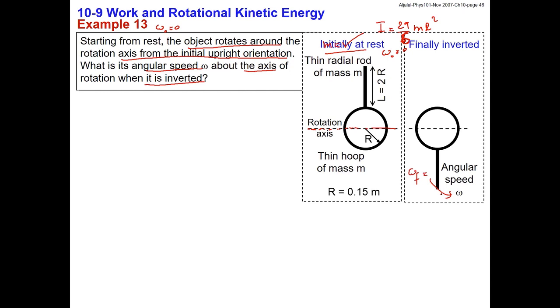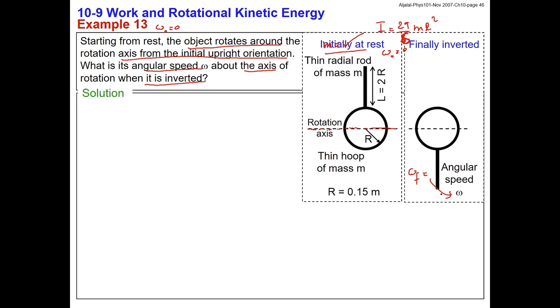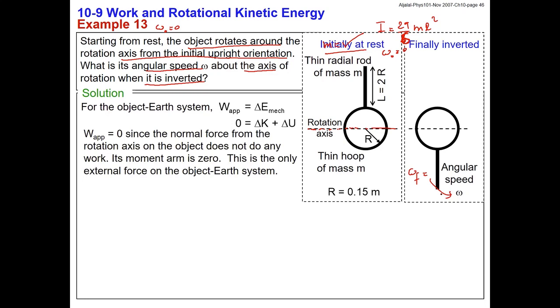So what do you think? We will use conservation of mechanical energy, actually. Let me justify why: we have a conservative force. Only one conservative force is working, which is the gravitational force. This racket is falling and finds itself inverted because of the gravitational force. Of course, work applied is 0. The normal force from the rotational axis on the object does not work, because the moment arm is 0. The radial force is applied on the axis of rotation, which is my origin. So the only force doing work is the gravitational force.